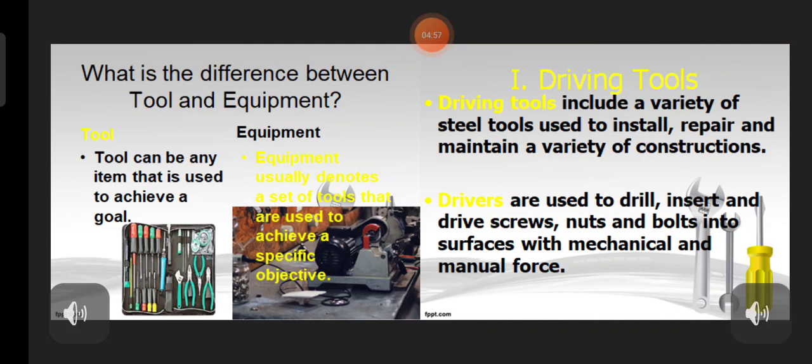What are the basic electrical or electronic tools? The first category is the driving tools. Driving tools include a variety of steel tools used to install, repair, and maintain a variety of constructions. Drivers are used to drill, insert, and drive screws, nuts, and bolts into surfaces with mechanical and manual force.